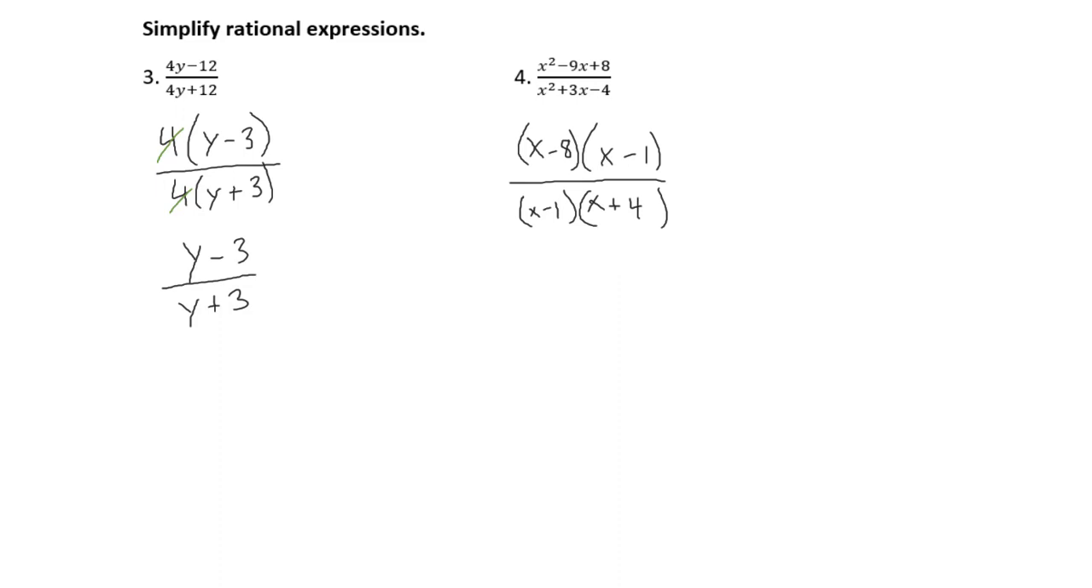And again, if you're not confident in your factoring skills, it's always important to check. x times x is x squared. Negative 8 times negative 1 is positive 8 on the backside. Negative 8 plus a negative 1 gives you the negative 9x in the middle. On the bottom, x times x is x squared. Negative 1 times 4 is negative 4. 4x on the outside, negative 1 on the inside. 4 minus 1 gives you 3. Okay, and so now we can cancel out those common factors that are on top and bottom, and we're left with x minus 8 over x plus 4.